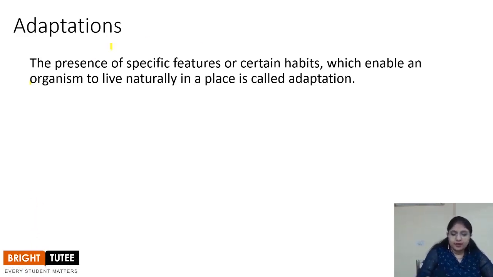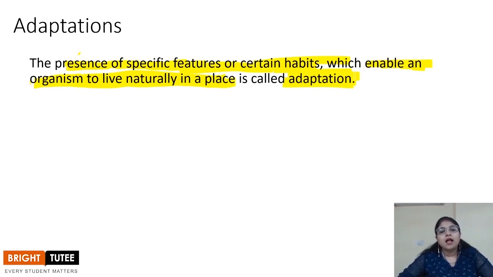There is the presence of specific features or certain habits of the animals and plants also, which enable an organism to live naturally in a place. And these specific features are called adaptations. When a particular animal has certain features to live in a particular place, those kinds of features are called the adaptations.